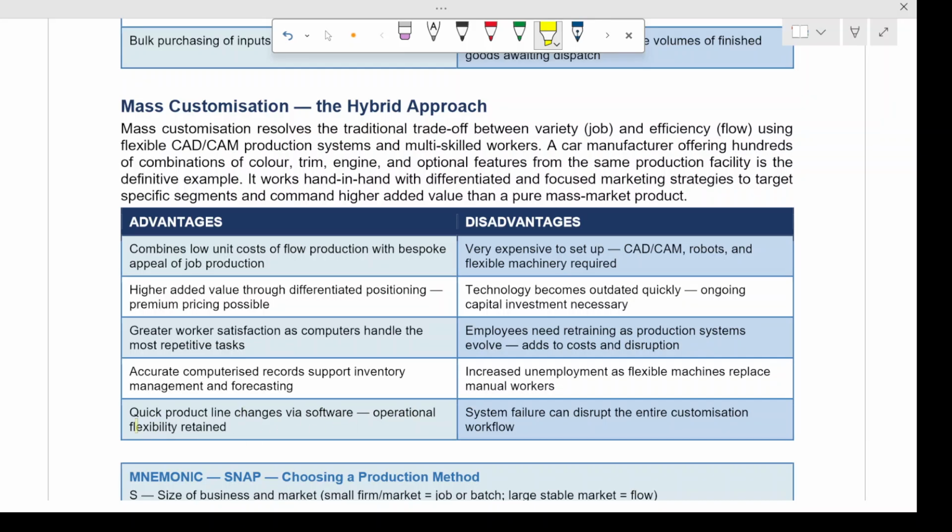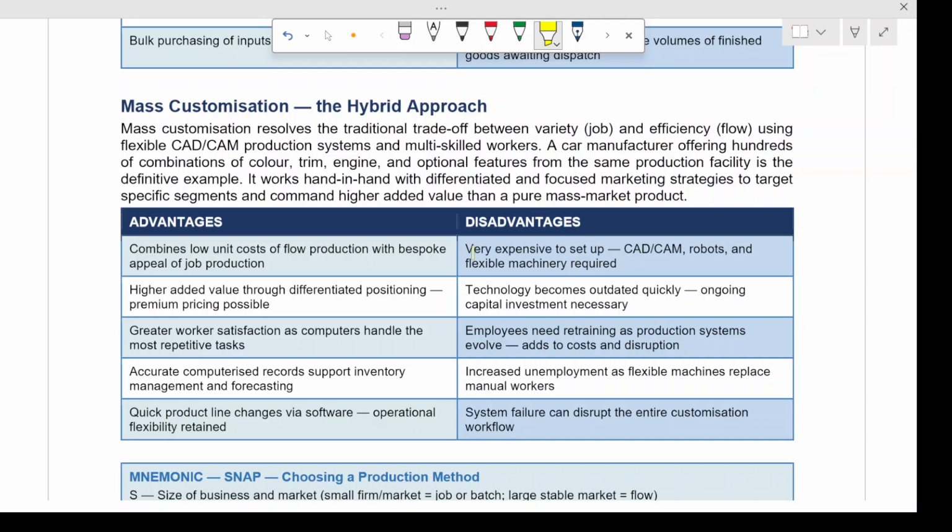Operational flexibility is retained. So anything that is to be changed in the product line can be done via software. So if you want to paint the interior black and not beige, if you want to paint it in maroon and not green, then you can do it via the software, or you can just change the paint and it can be done very easily.